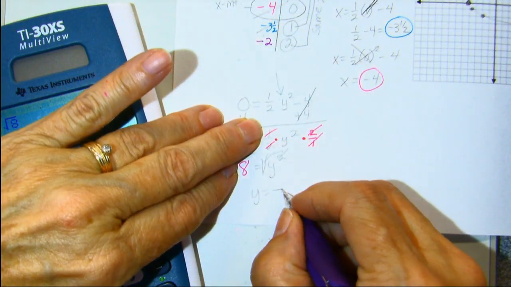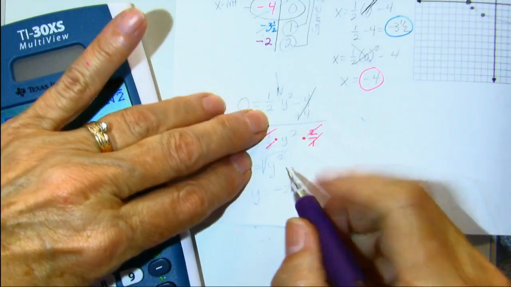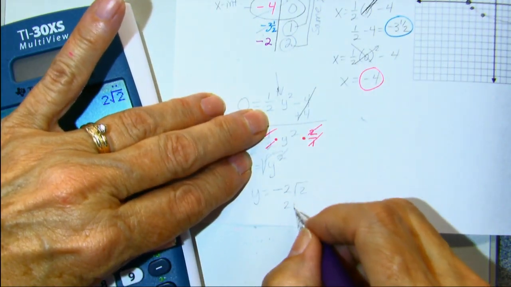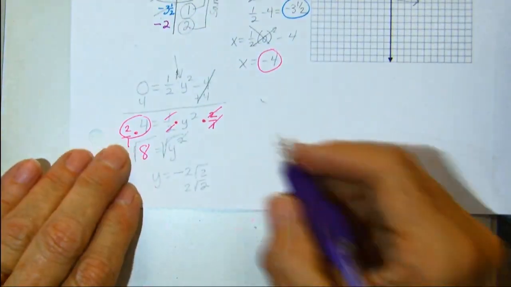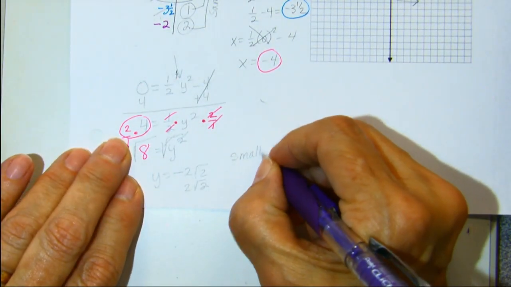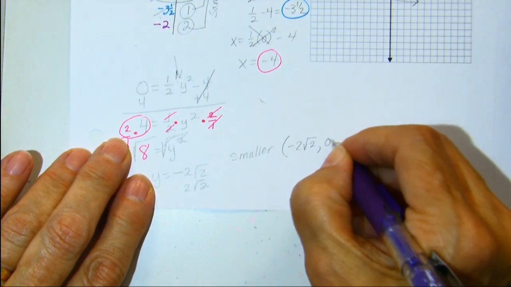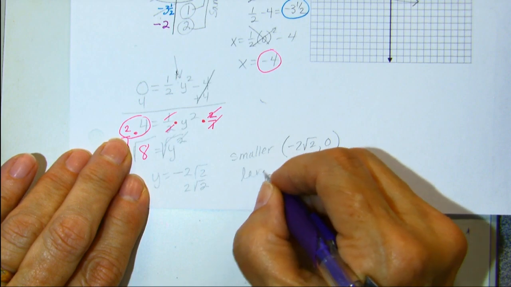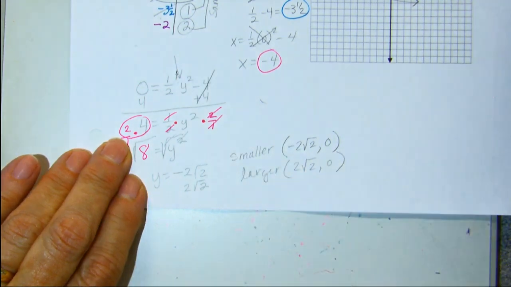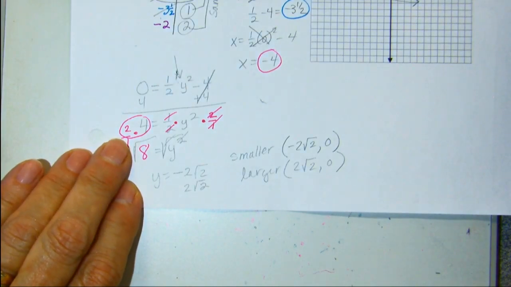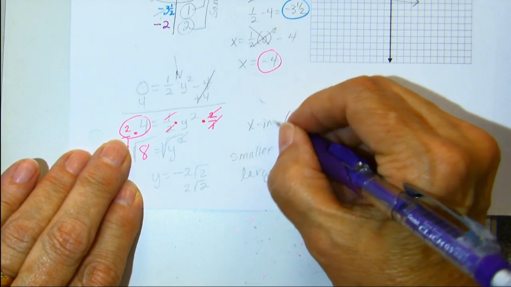You're going to have negative 2 radical 2. Excuse me, I messed up. And positive 2 radical 2. So for your y-intercept, the smaller is going to be negative 2 radical 2 comma 0, and the larger on the bottom is going to be 2 radical 2 comma 0. And then the negative 4, 0 was your x-intercept.